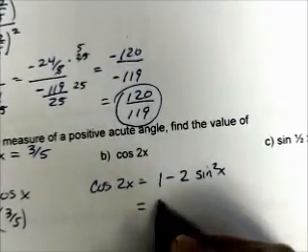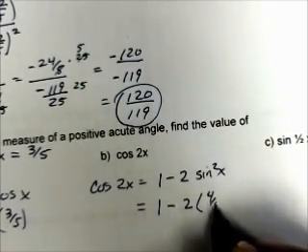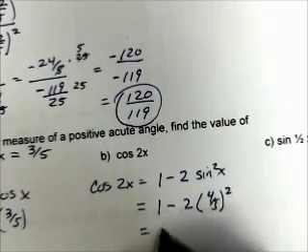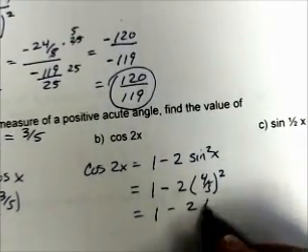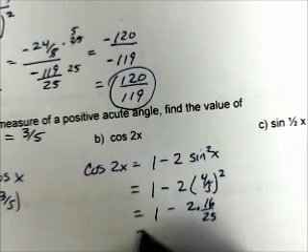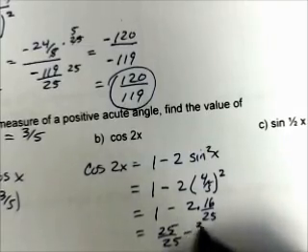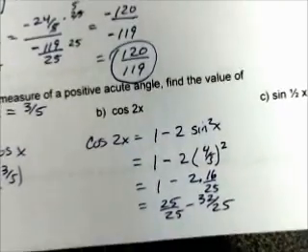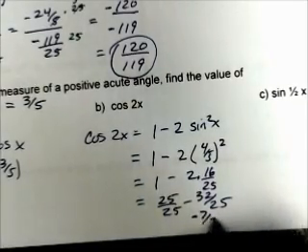All right, so this would be 1 minus 2 times sine, which was 4 fifths, we square that. 4 fifths squared is 16 25ths. Times 2 is 32. 25 25ths minus 32 25ths is equivalent to negative 7/25.